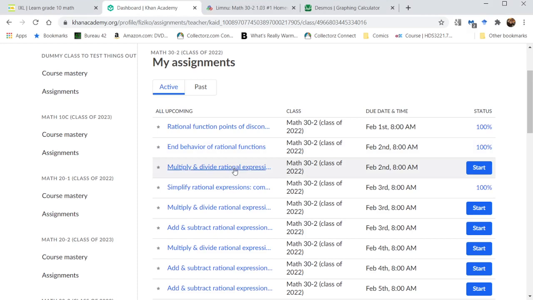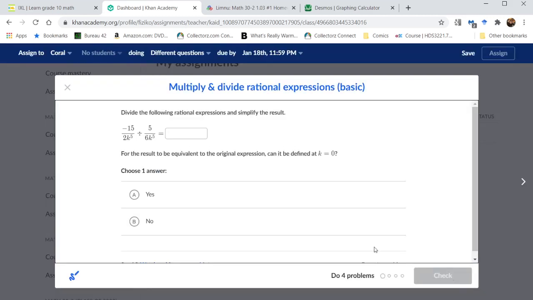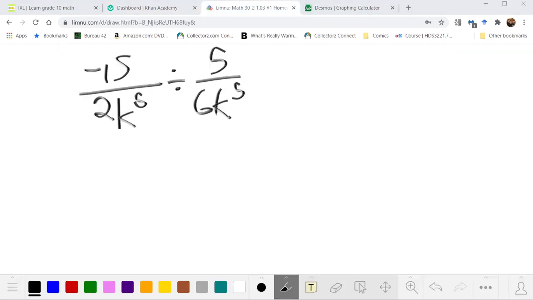So the homework here is multiplying and dividing rational expressions in the basic form. So here, when we're dividing, remember that's the same as multiplying by the reciprocal. So we're going to need to divide this and simplify the result. First, we will copy the question over to our whiteboard. Now that we have it copied, we reciprocate our second expression. So we always reciprocate the one behind the division sign, not the one before.